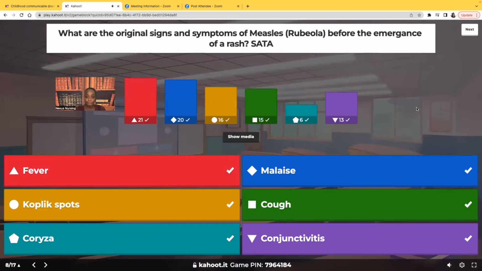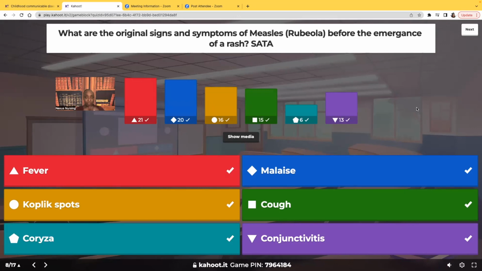Okay, all of them. You will see all of these before you see that rash. Patient will have a fever. They'll have malaise, just that general feeling where they just don't feel well at all. They don't even want to do anything because they feel so horrible. You'll see those Koplik spots. Patient will have a cough.